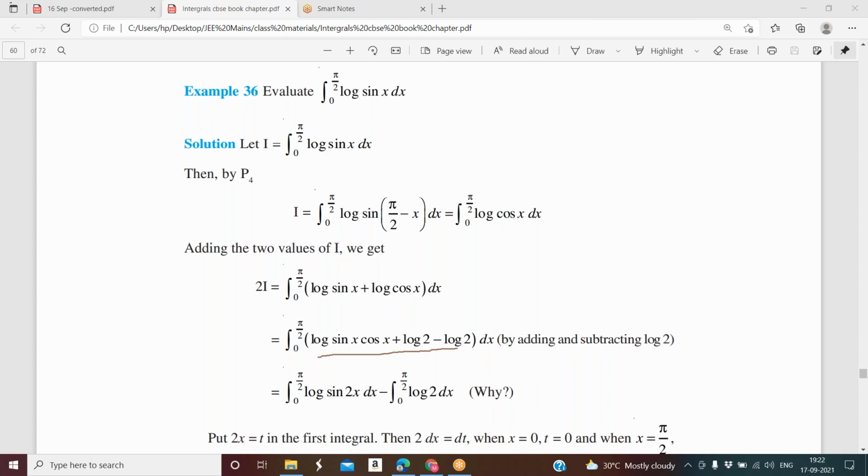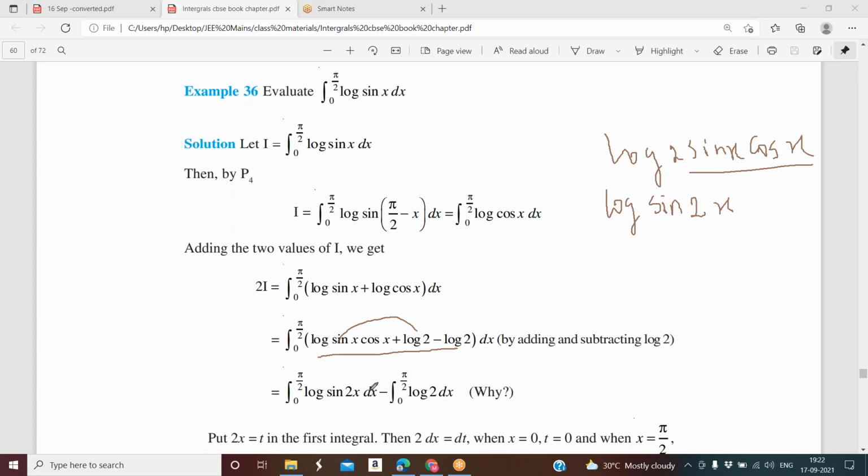How will you write 2 sin x cos x? Here I have added log 2 and subtracted log 2, because here we have sin x cos x term. So if I add log 2, then I can combine these two. If I combine these two, then I will get sin 2x, because the sin 2x formula is 2 sin x cos x. This is of the form log a plus log b, so log ab. Log ab means log of 2 sin x cos x. 2 sin x cos x is nothing but sin 2x. So log sin 2x.